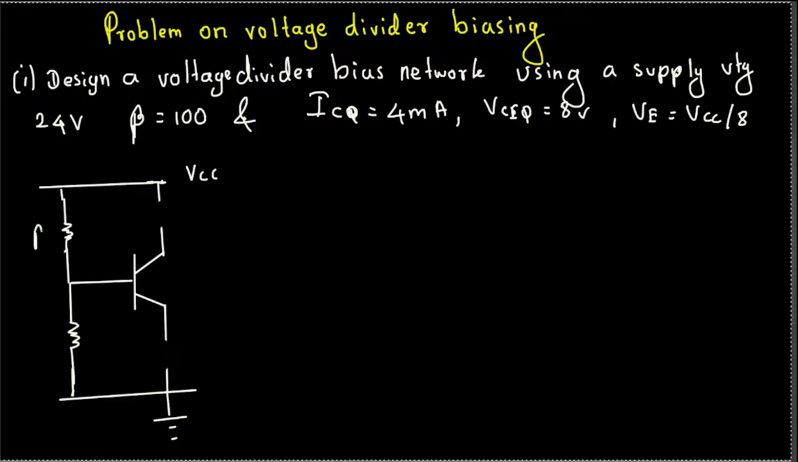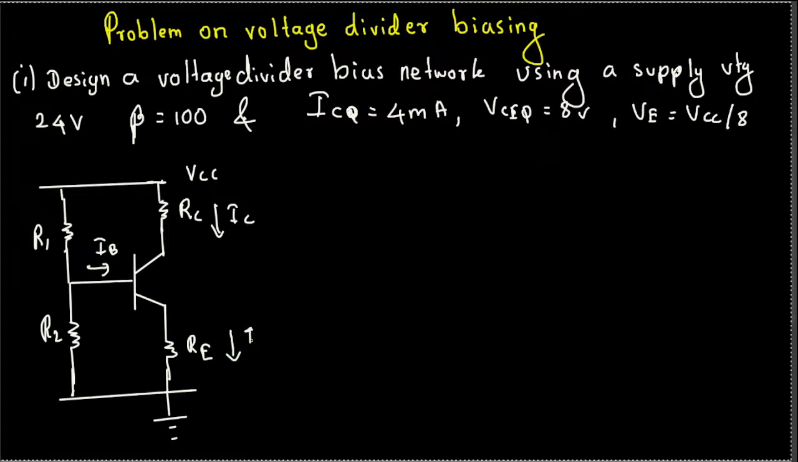This one is R1, R2, and this resistor right here is the RC, and the resistor right here is the RE. This one has the IC current, this one has the IB current, and here this is the IE current. The current through the first resistor we can call I1, and the current through the second resistor we can call I2. So this is just a sample circuit in order to get some idea about what we are doing.